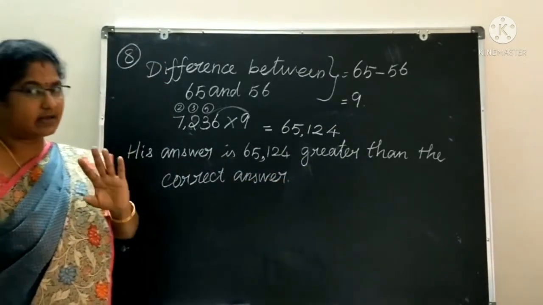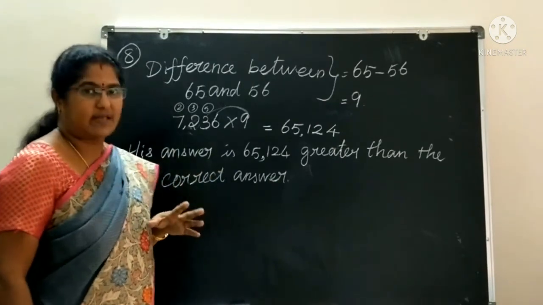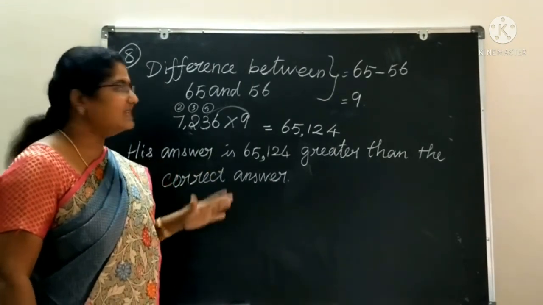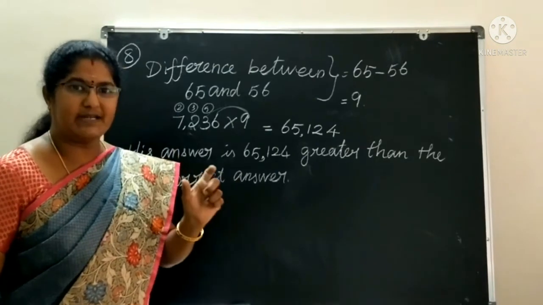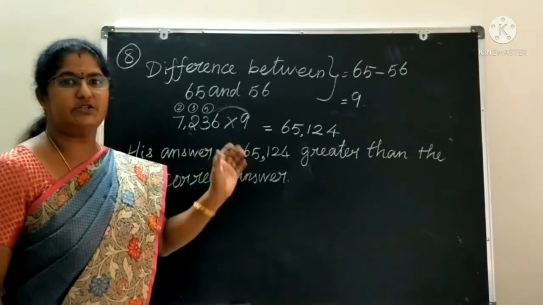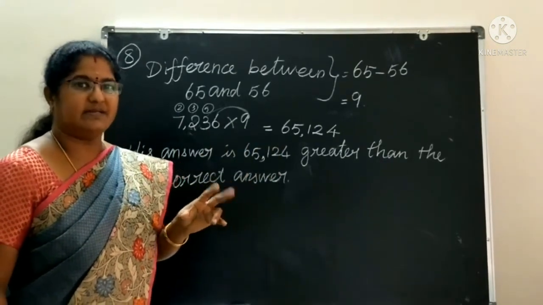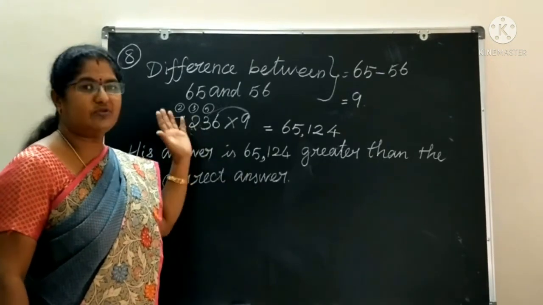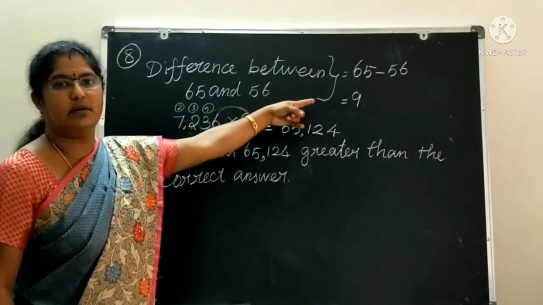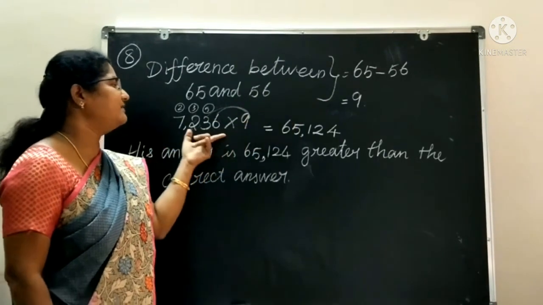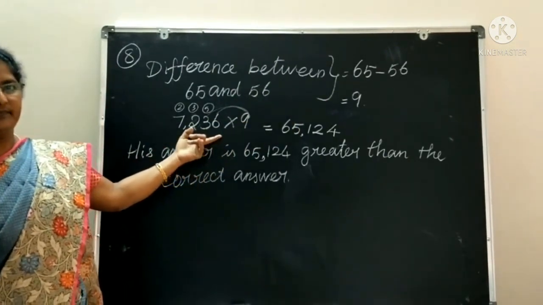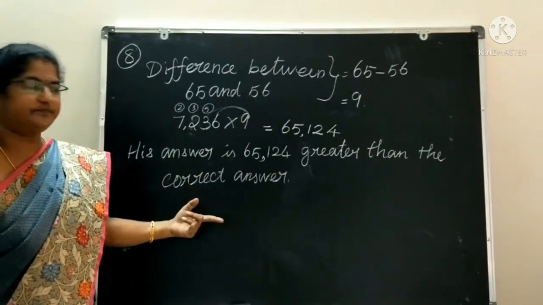Here also there are two operations, multiplication and subtraction. But in this problem we need not do both multiplications. We have to multiply only one number by the difference of the numbers. So for that we subtract the two numbers and multiply with the multiplicand. Okay, understand? Right.